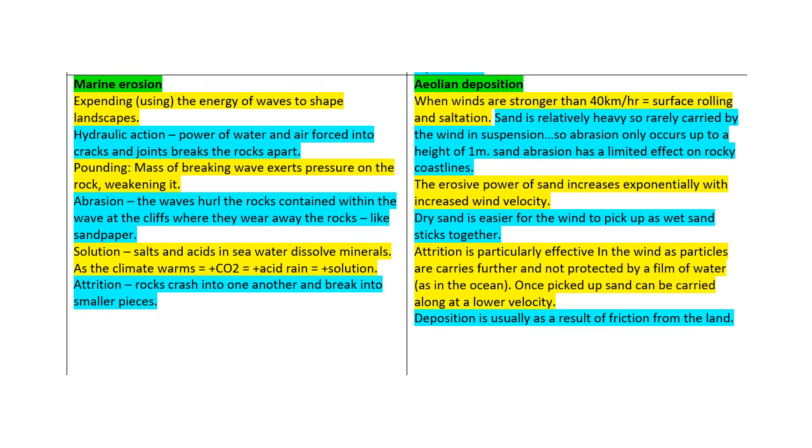Once the wind has picked up the sand, and dry sand is easier for it to pick up than wet sand, it needs less energy to keep it picked up. And actually attrition is very effective in the wind because there's no film of water around those sand particles. They crash into each other and they break into smaller pieces. Deposition will happen when the friction of the land slows down the energy of the wind and it has to drop that sand because it can no longer keep it picked up.